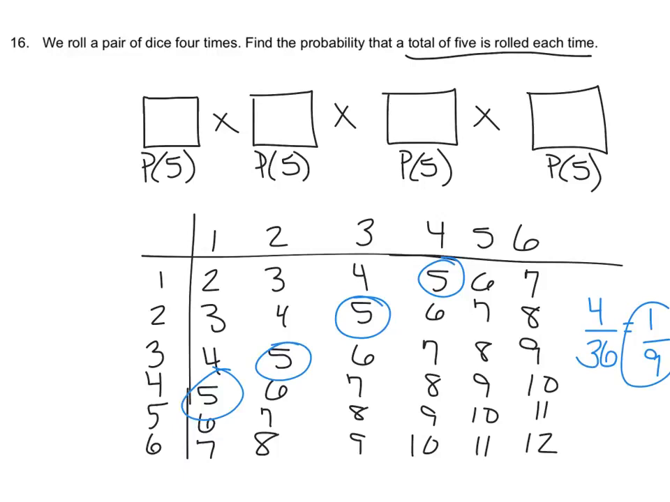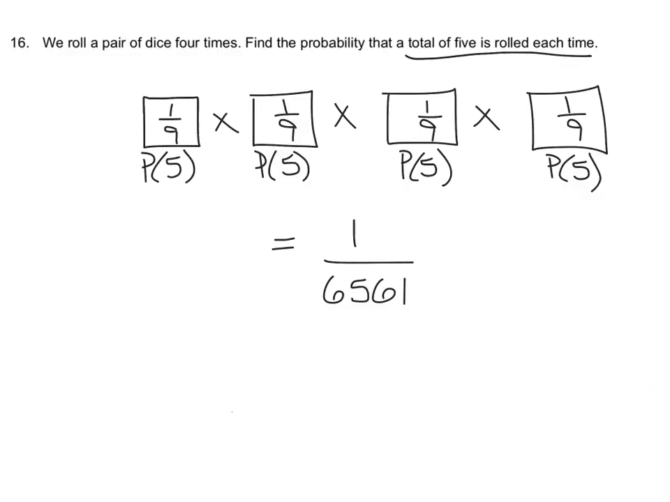So I'll just include the 1/9 inside my boxes that I have, and then we'll just multiply 1/9 to itself 4 times. 1/9 times 1/9 times 1/9 times 1/9 gives us 1 over 6,561. So the probability that a total of 5 appears each time when we roll a pair of dice 4 times is 1 over 6,561.